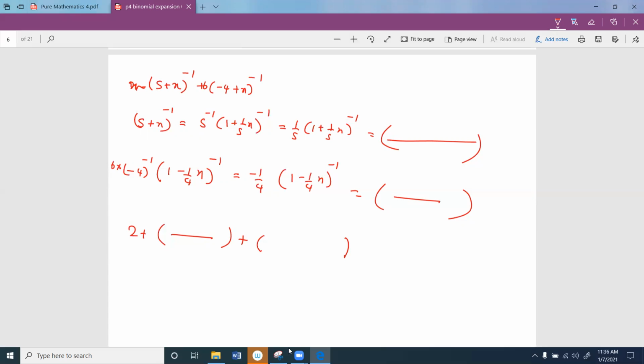So you just try this exercise, and yeah, you can do exercise 4C as well.